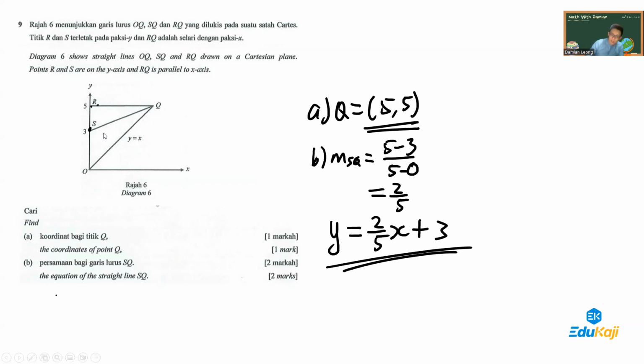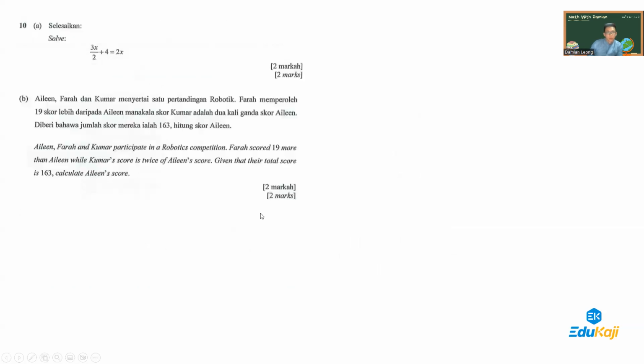If we don't have the y-intercept, then we substitute the x and y value of one of the coordinates to find the c value. Question 10. Solve this equation. Solving the equation is very straightforward. I can leave the fraction, just bring over the 4 and bring over the 2x. I rearrange this, switch the position. Positive becomes minus, positive 4 becomes minus 4.